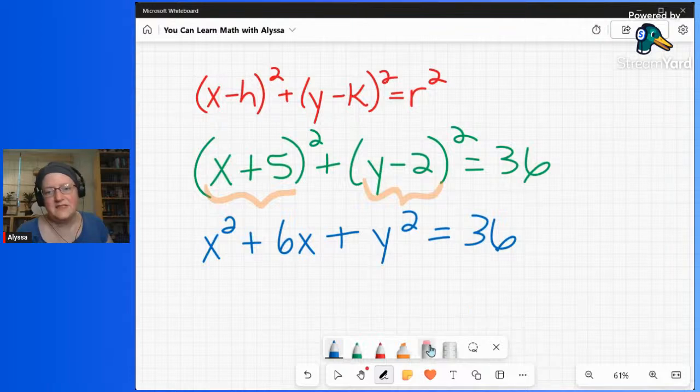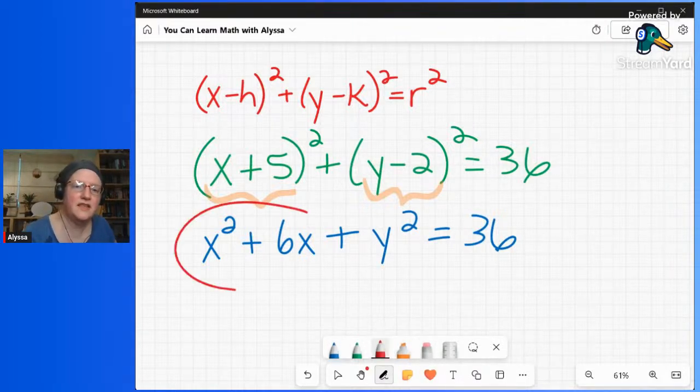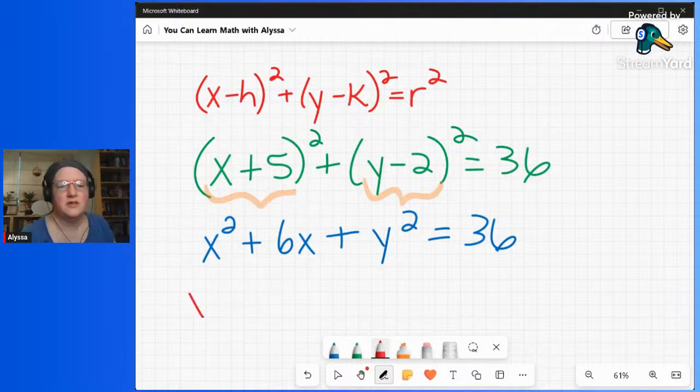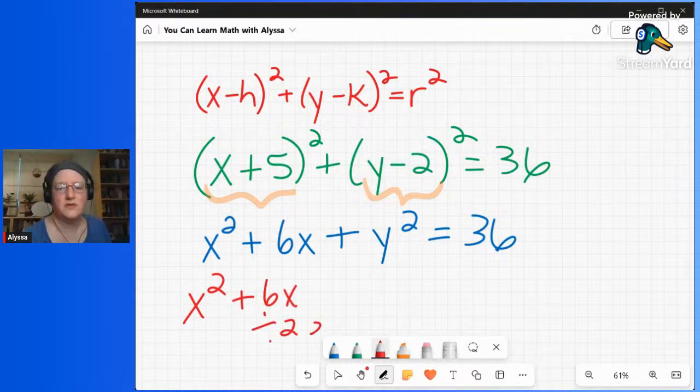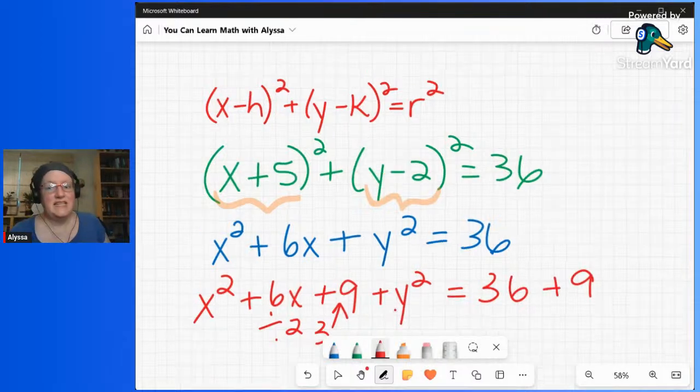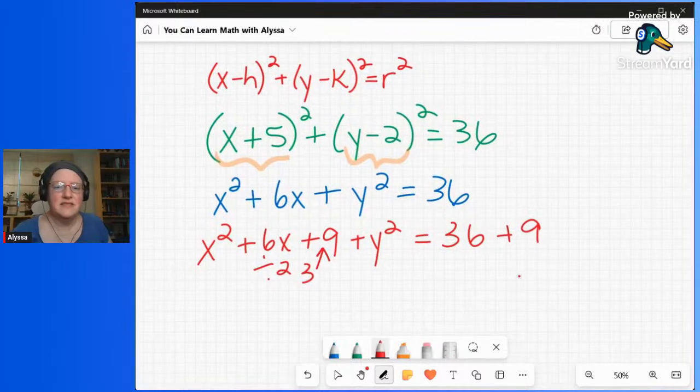Absolutely. It just does. And they will want you to use completing the square to turn this into a square like that. And you'll have to use your process like we did with completing the square earlier, where you divide this by 2, which gives you 3, and then you square it. That's 9. And then again, we have to add it to the other side as well.